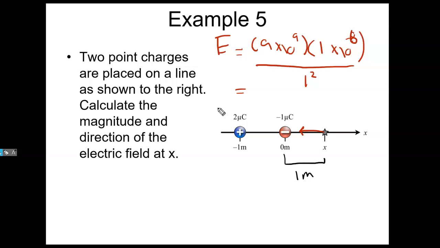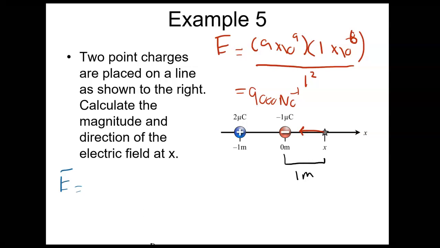Okay, so in any case, I do this calculation: 9 times 10 to the 9 times 1 times 10 to the negative 6, divided by 1 squared, and I get 9,000 newtons per coulomb, and the direction is in the negative x direction. Now I find the electric field strength due to the blue charge. I will do that in blue over here.